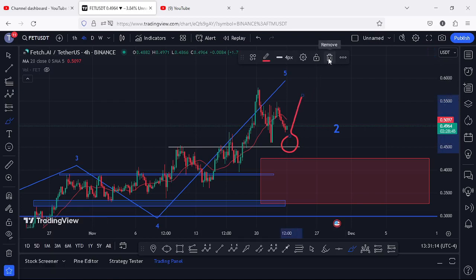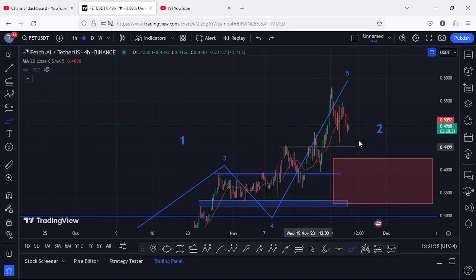And to the upper side, the next significant highs that we need to see a break above lie at around the $0.5524 mark and above the $0.5811 mark. With a break above those significant highs, we can easily see Fetch AI get above the $0.6 mark. Fetch AI has also continued to obey the Elliott wave structures.